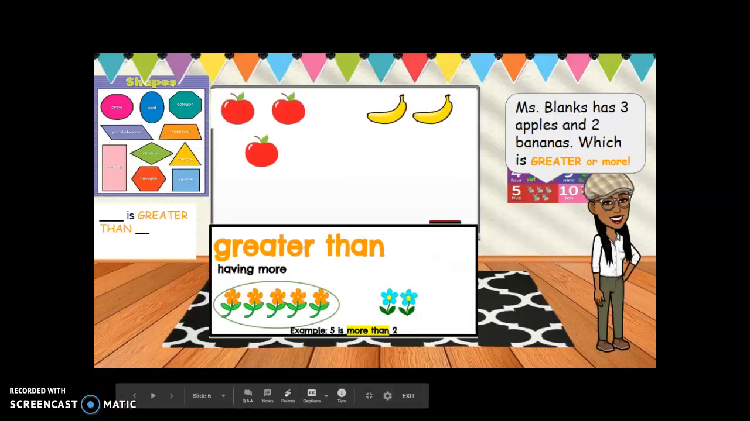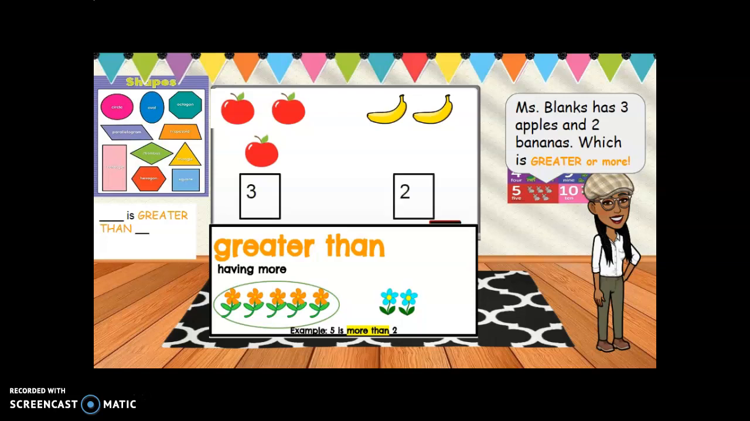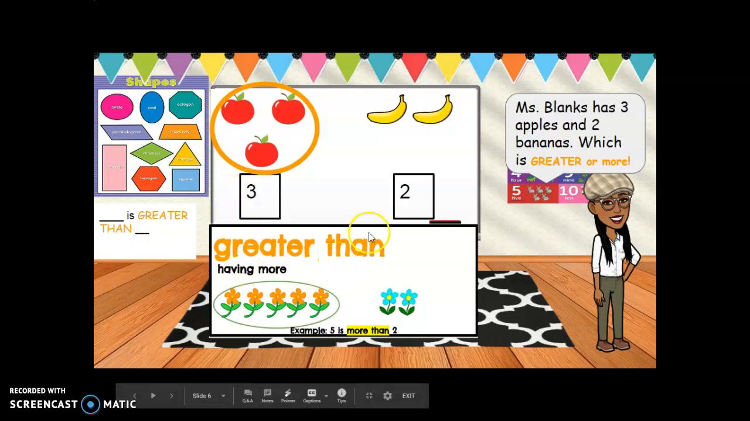All right, so let's do a quick review. Ms. Blanks has 3 apples and 2 bananas. Which is greater or more? We have 3 apples and 2 bananas, so which is greater? The apples. And when we're using comparative language, we would say 3 is greater than 2 because 3 is more.